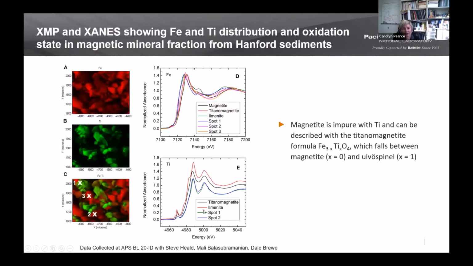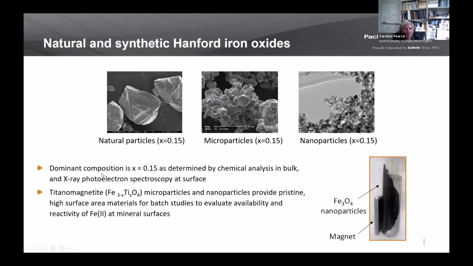Additional characterization of those phases was conducted at the Advanced Photon Source, and through that analysis we were able to show that it was actually in a solid substitution series between magnetite and ulvospinel, so it contained a significant amount of titanium. We demonstrated through that work that the dominant composition was x equals 0.15, so that we were able to synthesize micron-sized particles and then nano-sized particles in the lab that were representative of those natural materials present in the subsurface, with the nanoparticles having high surface area so that we could look at reaction kinetics on a laboratory scale.